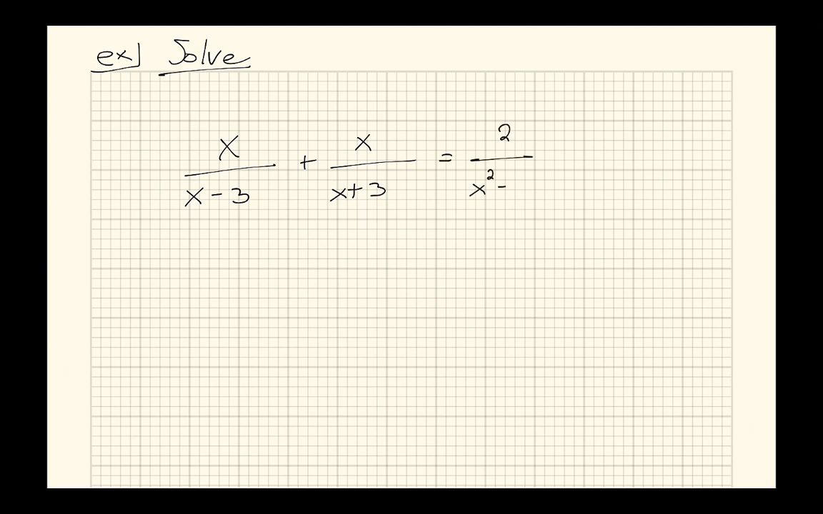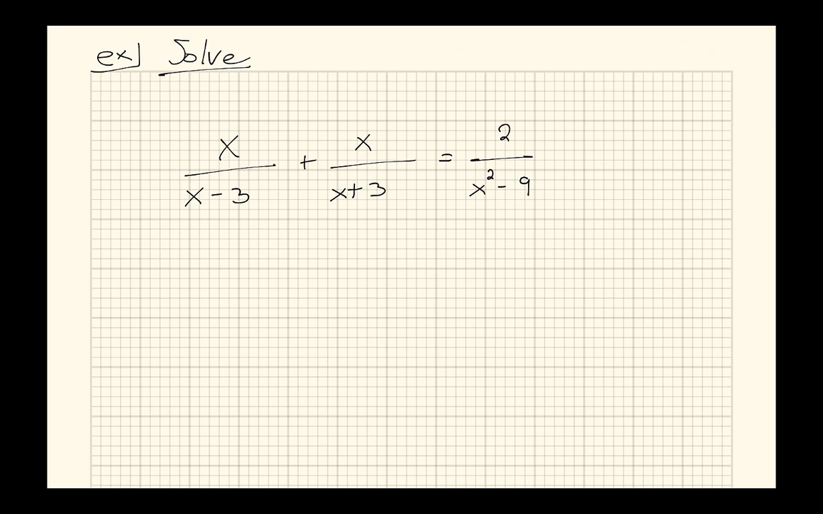These are going to be kind of involved problems, so we'll do one together. These are equations, so we are solving, trying to figure out what value of x is going to make this statement true. We have x over x minus 3 plus x over x plus 3 is equal to 2 over x squared minus 9.